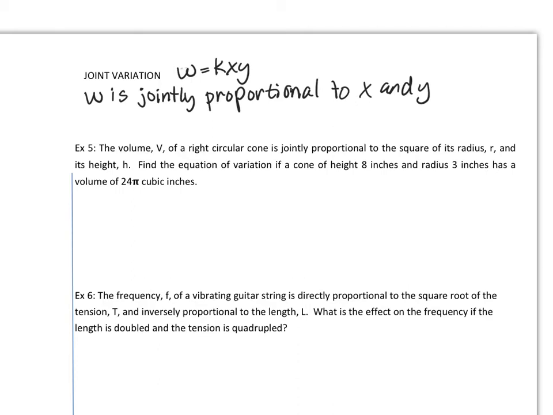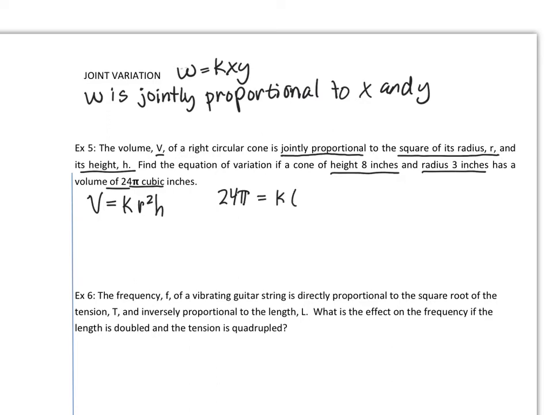All right, so example 5. The volume V of a right circular cone is jointly proportional to the square of the radius and its height. So volume is equal to K r squared h. Find the equation of variation if a cone of height 8 inches, radius 3, has a volume of 24 pi cubic inches. Volume is 24 pi. K we don't know. R is 3. Height is 8.